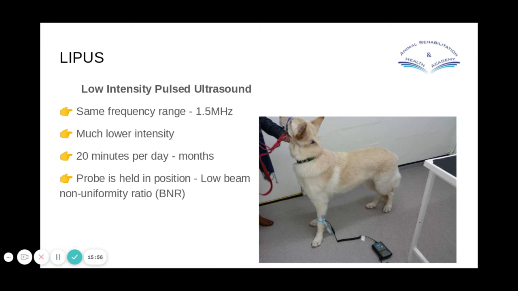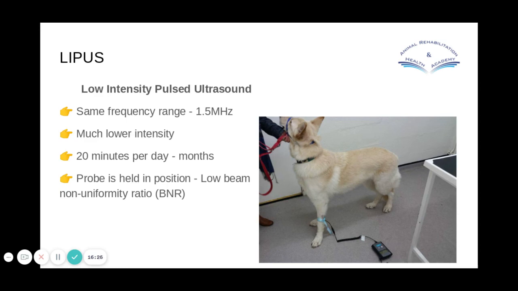But a low intensity pulsed ultrasound machine, the main use for these is for non-union fracture repair. The dog in this picture, we were looking at amputation, and a non-union fracture just would not repair, and we used this. The thing is with LIPUS, it has to be used for months, but this fully repaired. Which was very exciting. It's a really, really exciting treatment.